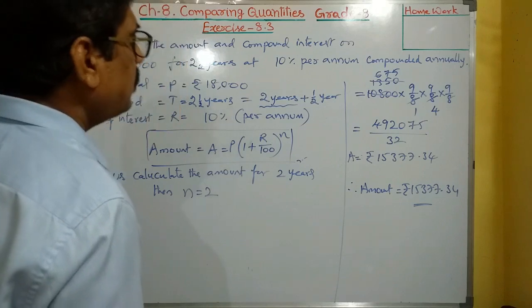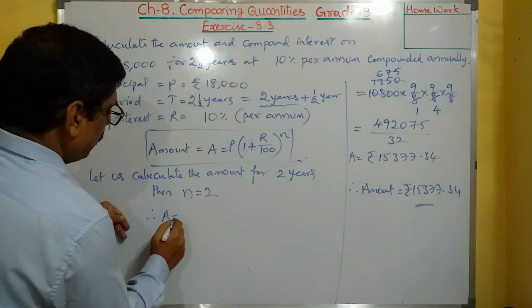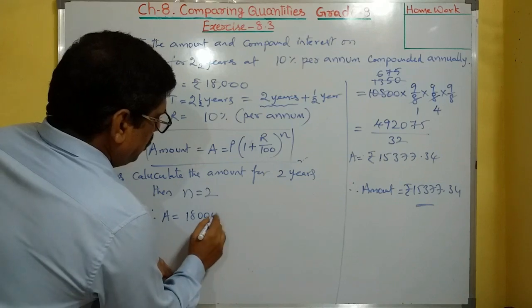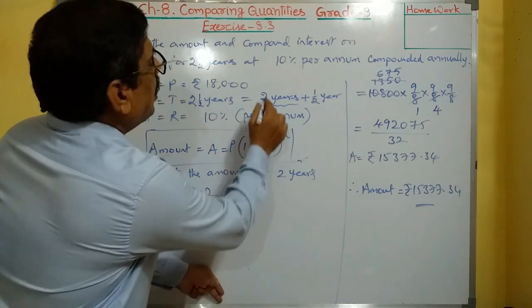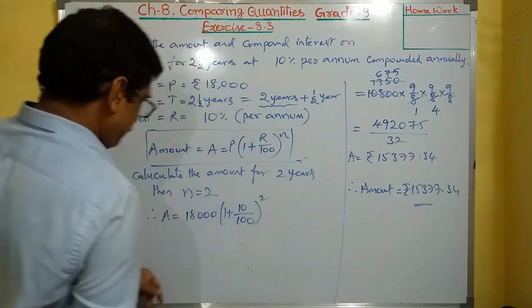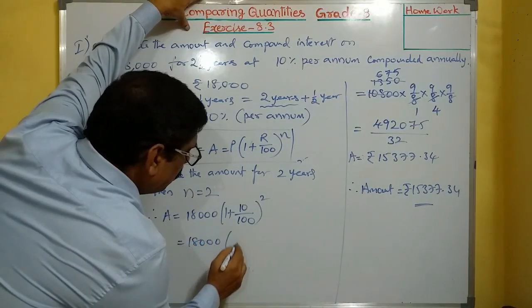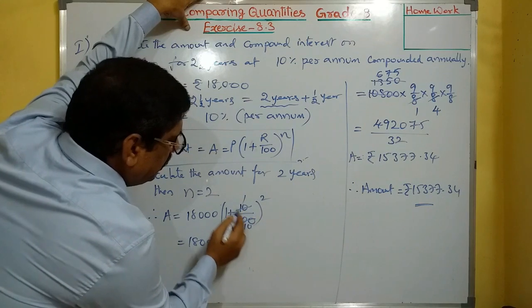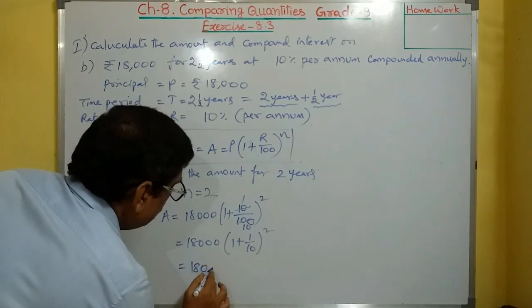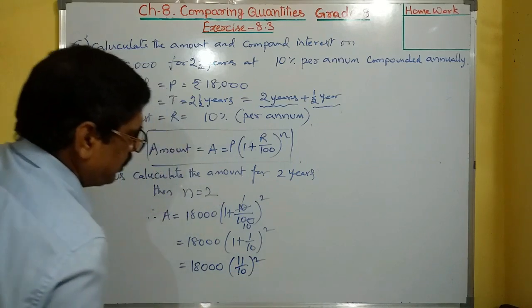Okay, did you understand? So now we have to find the amount. Therefore, A is equal to P into, what is the P? 18,000. 18,000 into 1 plus R by 100. What is the R value? 10 by 100 whole to the power of n value 2. Okay, let us simplify this. 18,000 into 1 plus 1 by 10 whole square. Now look at this. 18,000 into 11 by 10 whole square.